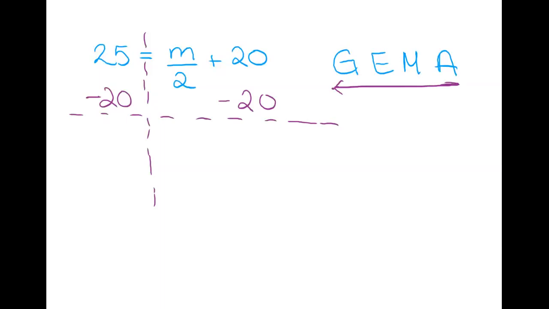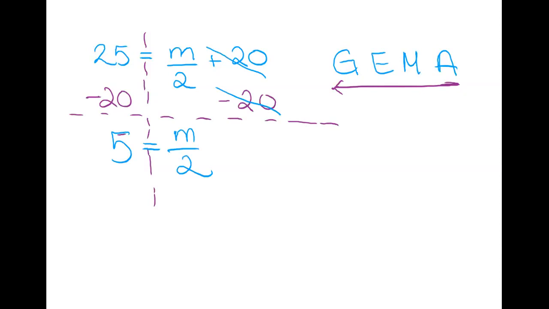So on the left-hand side, if I subtract 20, I'm going to get 5. I should let you tell me what I'm going to get. And on that right-hand side, if my positive 20 and my negative 20 cancel, what is going to be left over here? M over 2. Now this is where students freak out, but hopefully you won't after our first lesson. Do you know what to do now to get rid of this 2? Times it? Absolutely.